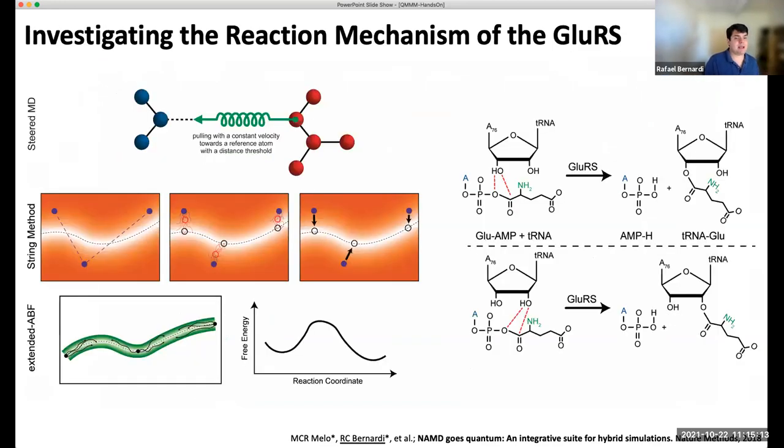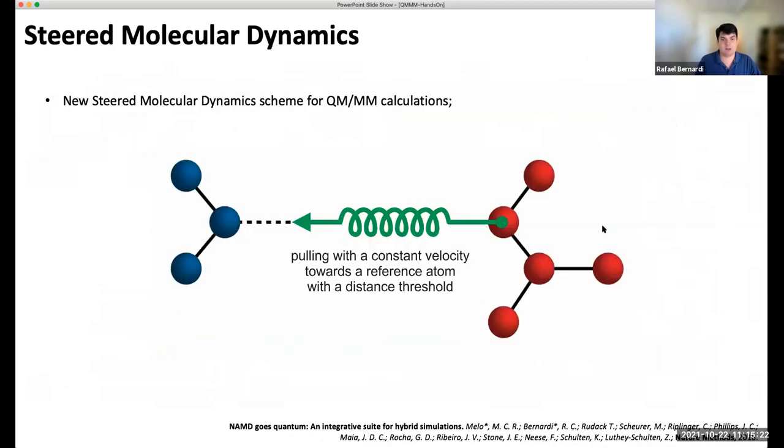Then, to do that, we combine the QMM tool with steered molecular dynamics, string methods, and also extended ABF, to study these interactions. The first step then, we use steered molecular dynamics in the QMM calculation. We modify the SMD algorithm a little bit so that instead of pulling in X, Y, or Z, like you typically do in an SMD simulation, this is the QM SMD where you always point in the direction of the other atom. Basically, I can have an SMD where I say this atom should move close to this one with a specific force, and that's going to go in that direction, and then it's going to stop moving as soon as you get to a threshold.